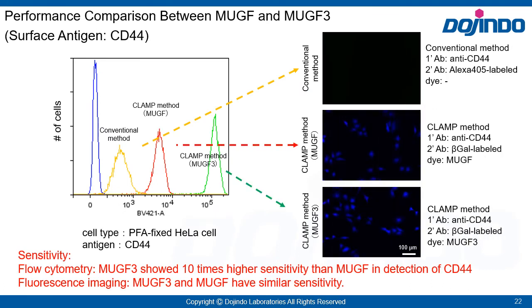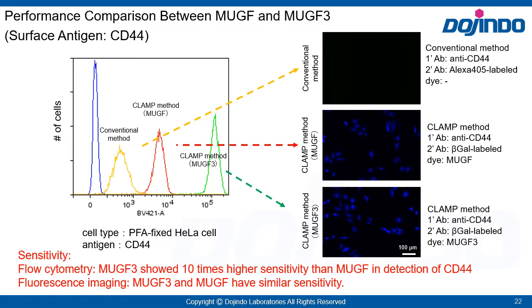In this new experiment, we are once again staining PFA-fixed HeLa cells for CD44 antigen expression via the conventional and clamp methods. However, this time we are also performing the clamp method with Mugf3. In the graph, we see the conventional antibody results displayed as yellow peaks, the Mugf clamp results as red peaks, and the Mugf3 clamp results as green peaks.